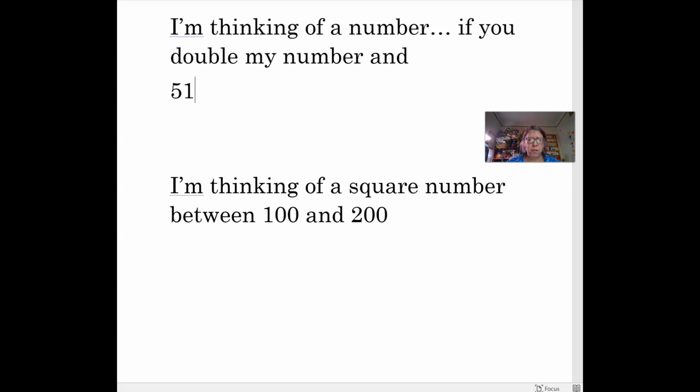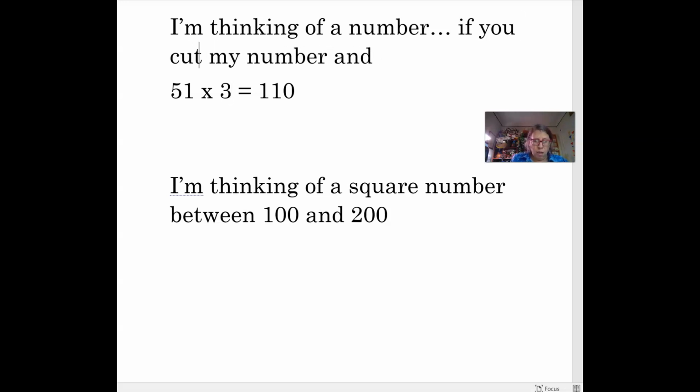I hope you don't have 51 pets. But you can make up a story that goes with it. Then you're going to do stuff to this number. You're going to double it and figure out what that is. But it doesn't have to be double. Remember, double is times two. You could say if you triple my number, then it would be times three. You could say if you cut my number in half, and then it would be divided by two, right? Whatever you want to do.